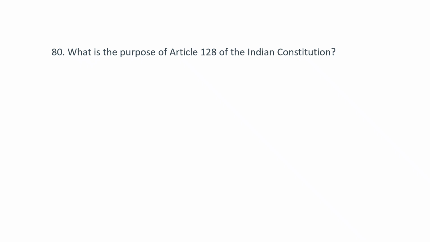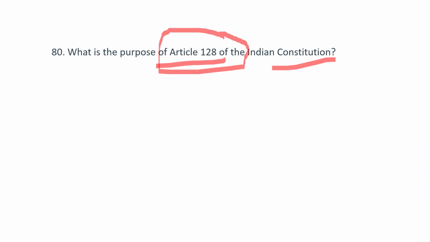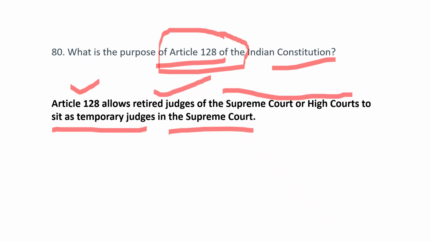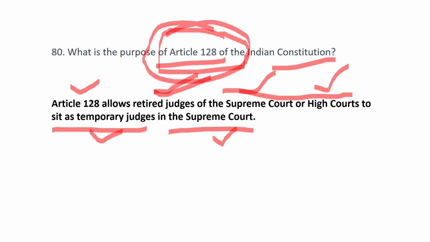What is the purpose of Article 128 of the Indian Constitution? The answer is, Article 128 allows the retired judges of the Supreme Court or High Courts to sit as temporary judges in the Supreme Court. The retired judges of the Supreme Court or High Courts can sit as temporary judges in the Supreme Court. That is allowed by Article 128 of the Indian Constitution.